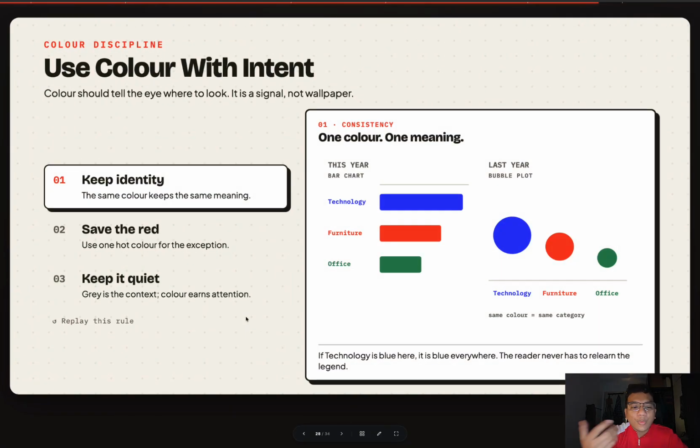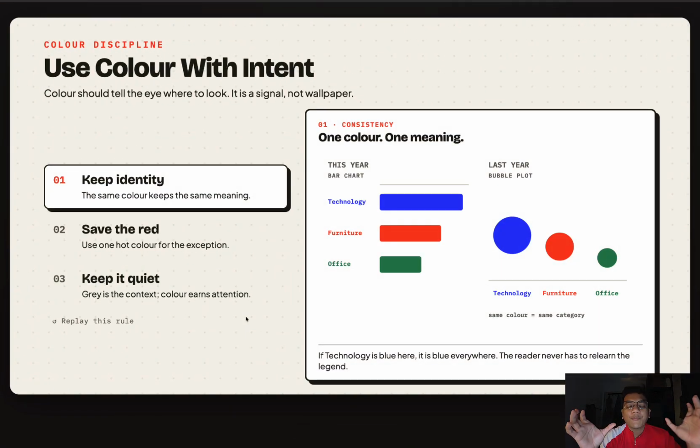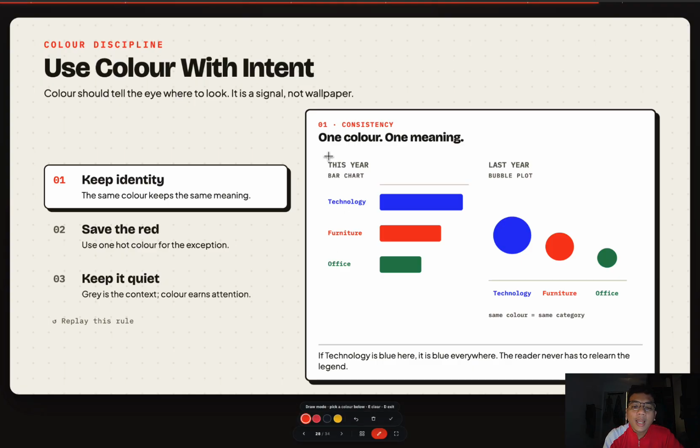Is using color with intent, right? So the rule for dashboards, because we have many visuals, right? The rule number one for colors, this one is just a best practice, not something really mandatory. The convention for dashboards, right?